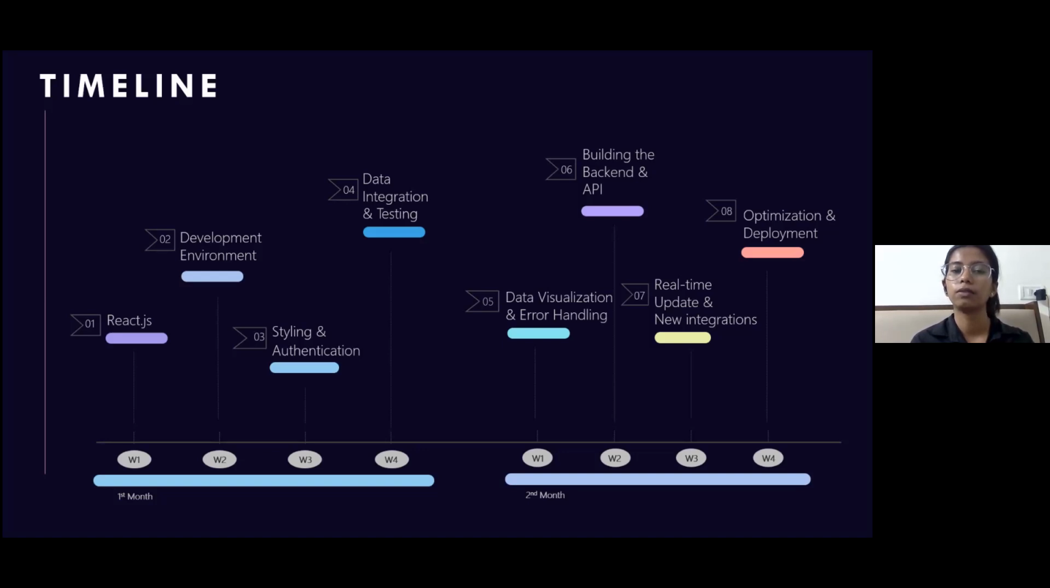Then coming to week 6, we will build the backend API. We shift our focus to the server side, which will consist of Node.js and Express.js that will come into play as we build the backend and create APIs to handle the data. Then coming to week 7, we will do real-time updates and news integration.